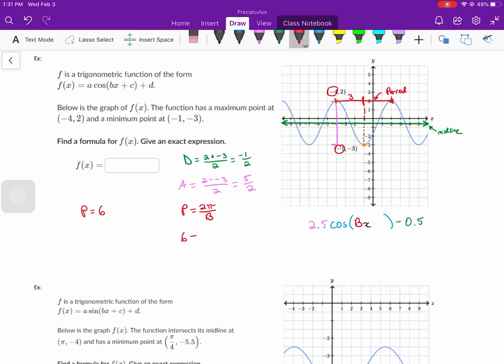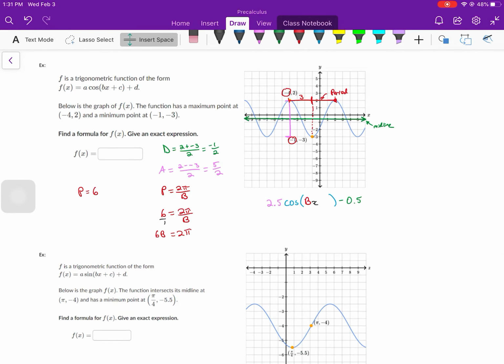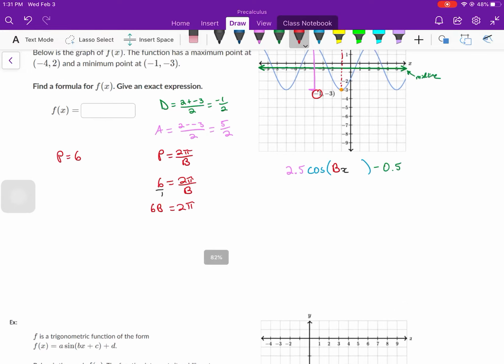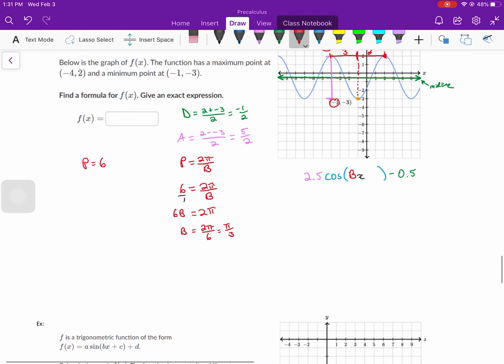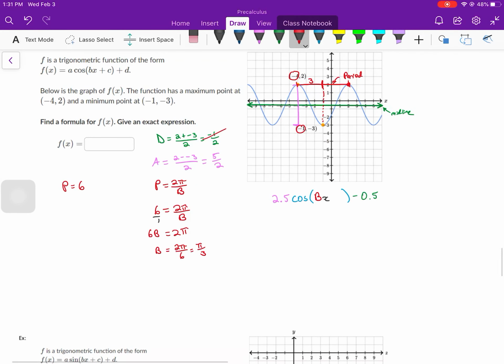Period equals 6, so 6 equals 2 pi over b. So we're going to go ahead and just cross multiply and solve this. So 6b equals 2 pi. Let me give a little more space here. So b equals 2 pi over 6, which is pi over 3. So that's what's going to go in front of x. And we pretty much have done all the hard work.